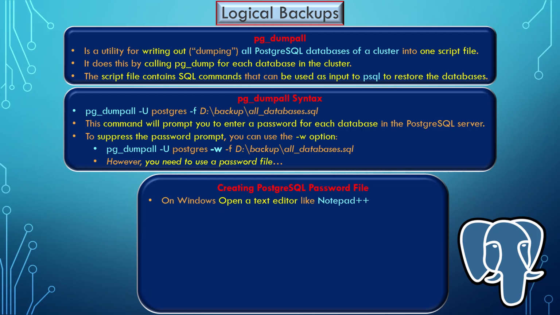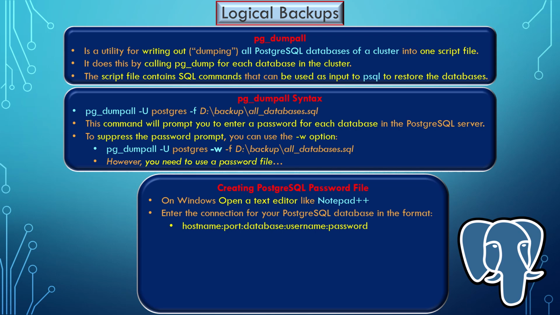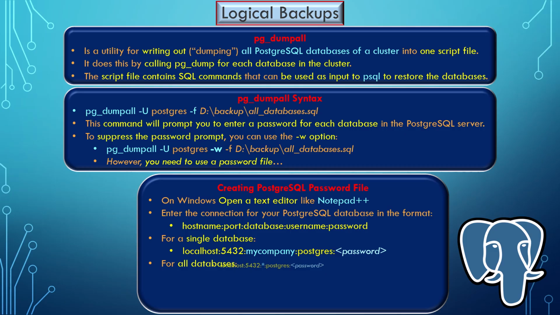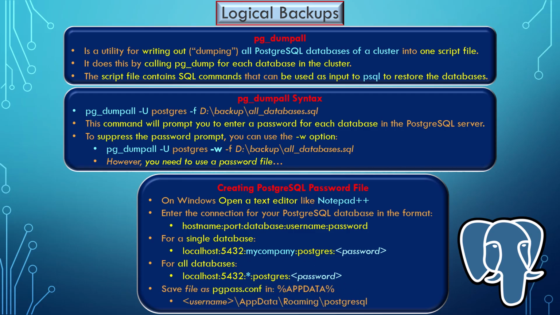To create a PostgreSQL password file, you will need a text editor like Notepad++. Here you'll enter the connection for your PostgreSQL database in the format shown below. For a single database named My Company, the connection would look like the following. For all databases, the connection would look like the following. Note how the database name was replaced with an asterisk. Then you would save the file as pgpass.conf in your AppData Roaming PostgreSQL folder.